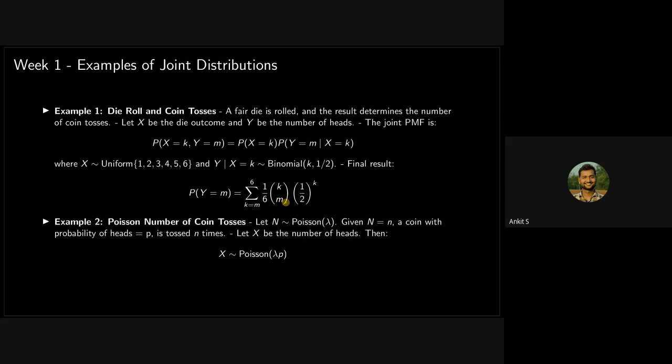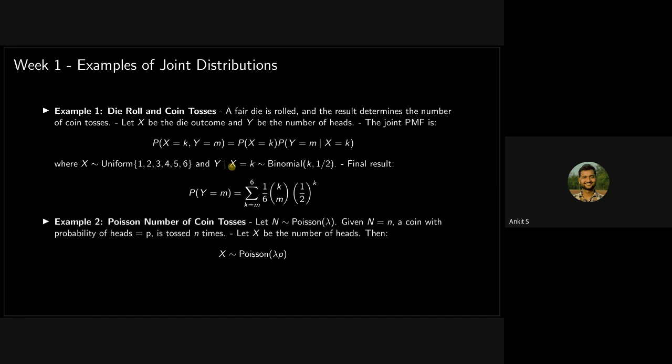Then we have examples of joint distributions. I have just put two examples. These are a little bit complicated, but try to understand them. For example, we roll a die, and whatever value comes up on the die, that many times we toss a coin. Whatever value we get on rolling the die, we represent with k.